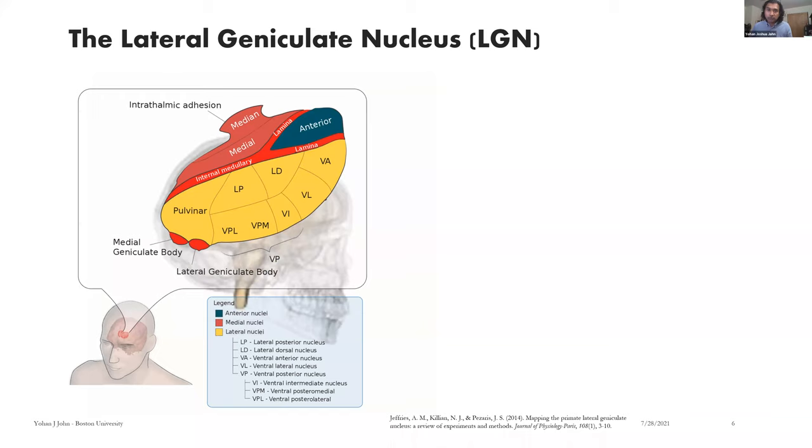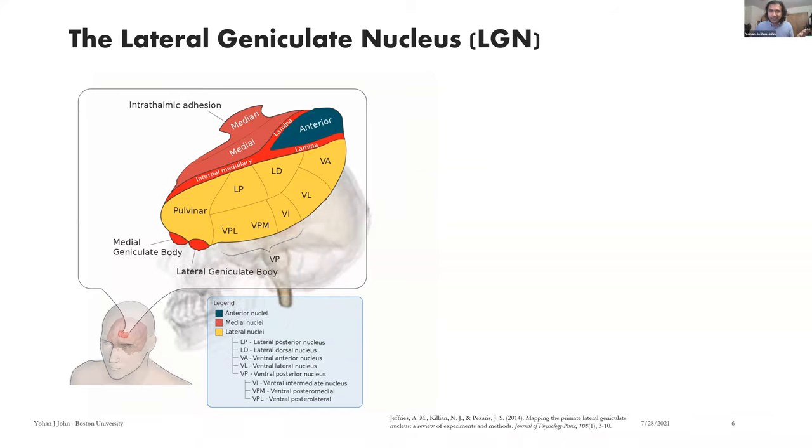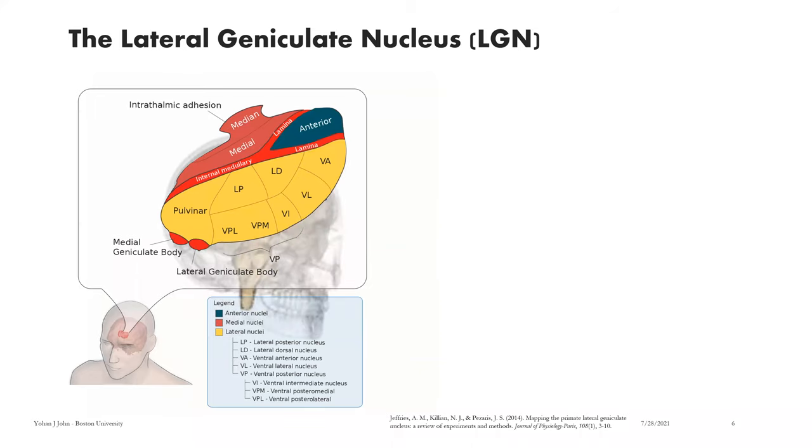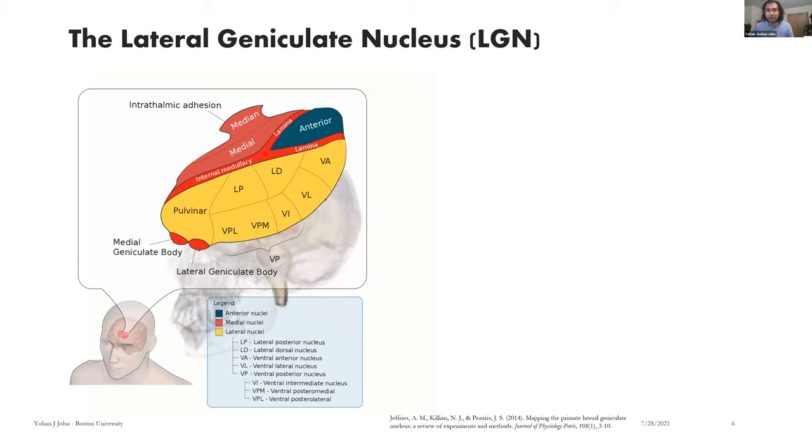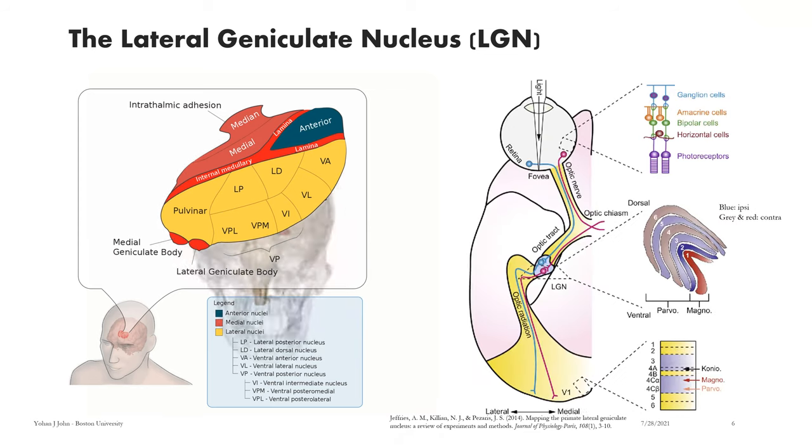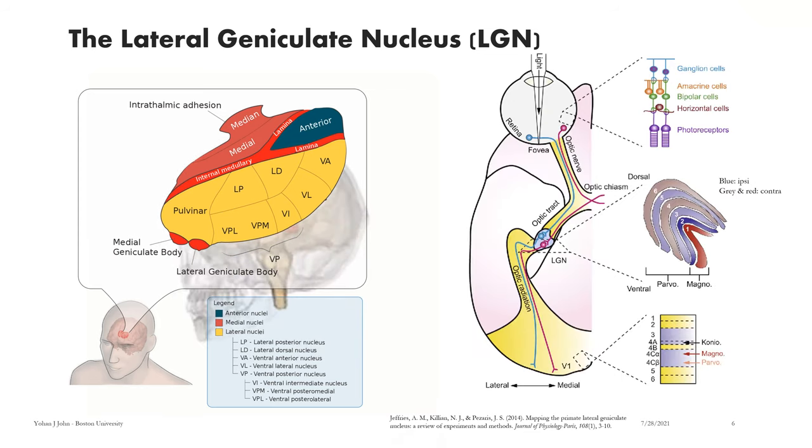And so that's the sort of, people call it a relay, and then people get irritated that it's called a relay, and then they say, well, it does some processing, but I don't think anyone has a good functional story of why it's not just a relay, although we know some things about what it does. Well, 90% of the synapses are top-down synapses into the LGN. Exactly.